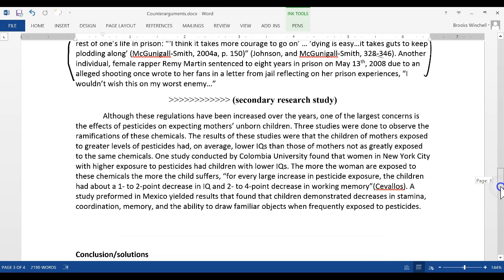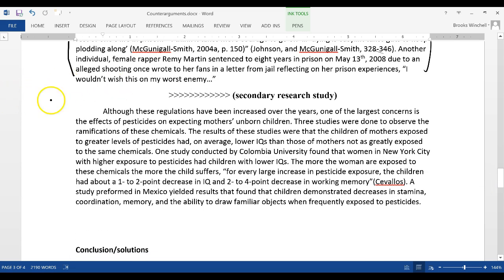So this one is just based on research findings, but these are research findings that are reported in a secondary way. This is about pesticides. Although regulations have been increasing over the years, one of the largest concerns is the effects of pesticides on expecting mothers' unborn children. Three studies were done to observe the ramifications of these chemicals. The results of these studies were that children of mothers exposed to greater levels of pesticides had, on average, lower IQs than those of mothers not as greatly exposed to the same chemicals.